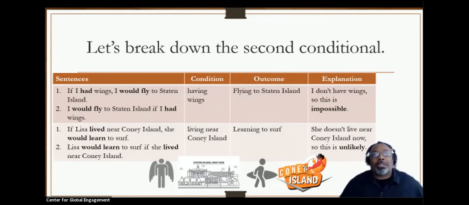So the first group says, if I had wings, I would fly to Staten Island. It'd probably be faster, right? So I would fly to Staten Island if I had wings. Okay, remember the comma. Condition, having wings.